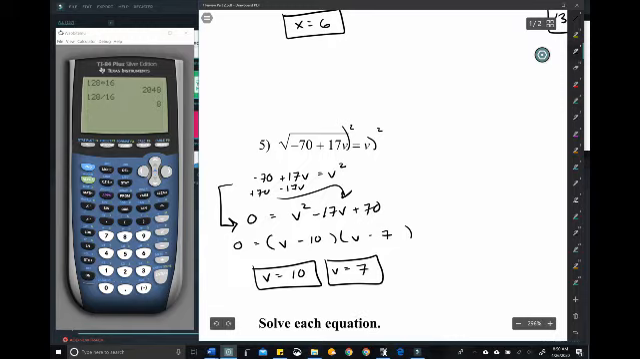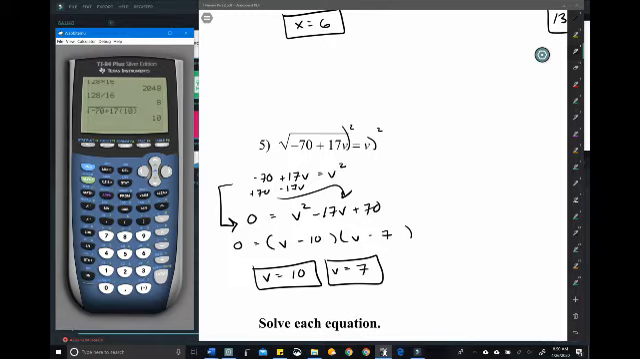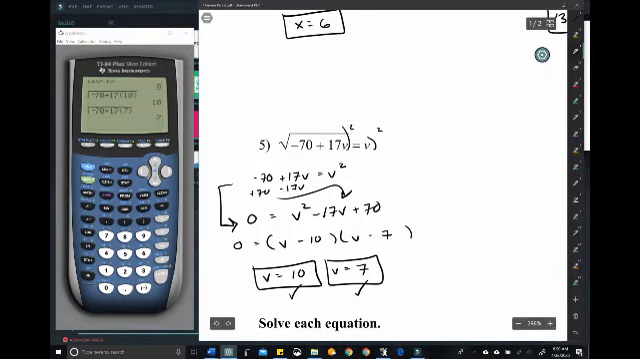We'll double check in the calculator. So the second square root, negative 70 plus 17 times 10, and I should get 10. Yes, I do. And I'll check the other one. Same with 7. And it works out. So they both check out.